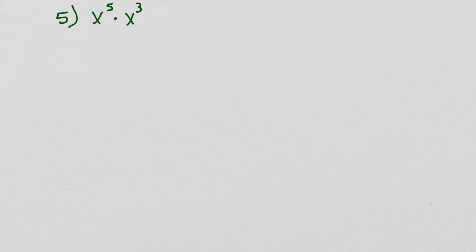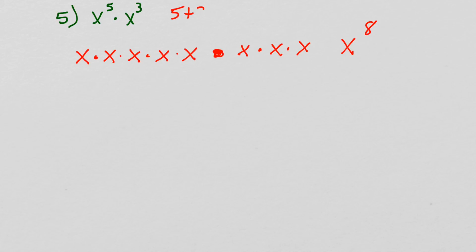There are 2 different ways of doing this one. The first one is to know that this really means x times x times x times x times x, 5 x's, times x times x times x, 3 x's. So if you count up the x's, you get x to the 8th. Now the shortcut way is simply to write 5 plus 3 because you're going to add the exponents, and that will give you x to the 8th power.